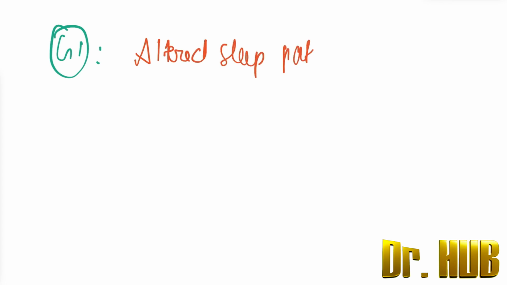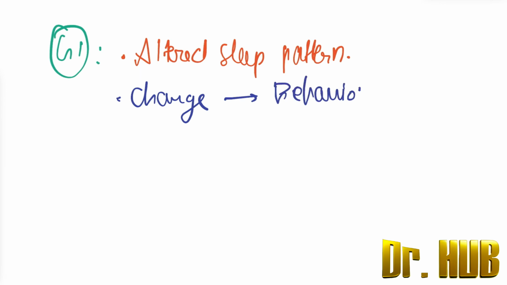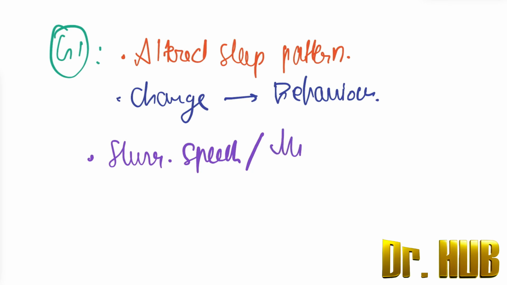Now we move on to grade 1. So here in grade 1, there is an altered sleep pattern, and then there is a change in the behavior. Next is the presence of slurred speech, as well as mild confusion. Now when you look at the category, it is the covert HE.